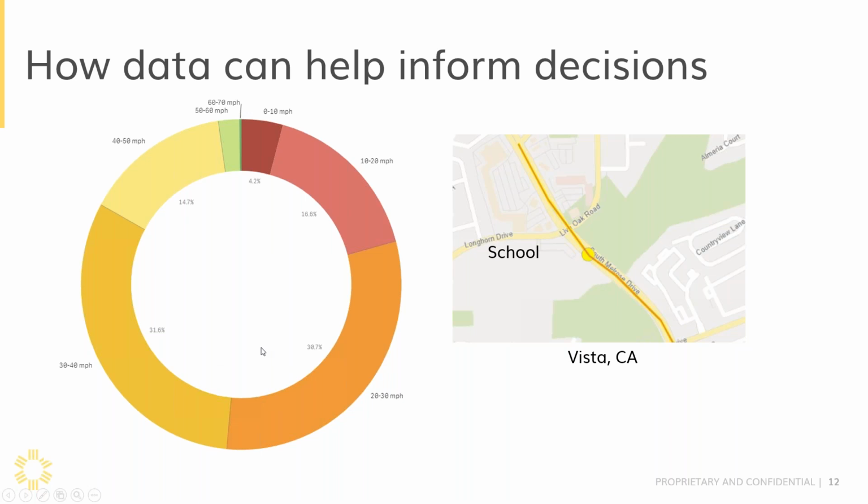Luckily, about 30% are going 20 to 30 miles an hour, but this is a big road and cars are going pretty fast. So almost 32% are going 30 to 40 miles an hour. I can further break this out to see 35 to 40, but then nearly 15% are going 40 to 50 miles an hour, which is extremely high speed for a school crossing zone.